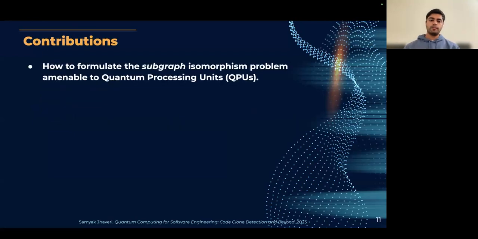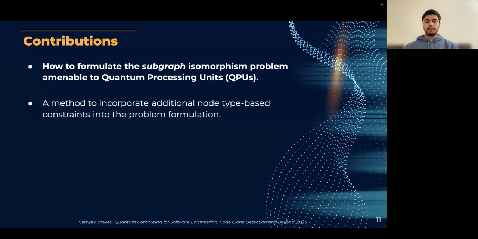So the contributions of my research are how to formulate the subgraph isomorphism problem as amenable onto quantum processing QPUs. Although this is not the first implementation of the subgraph isomorphism problem on a QPU, it is the first implementation of the code clone detection problem expressed as the subgraph isomorphism problem to be solved on a QPU, as far as we know.